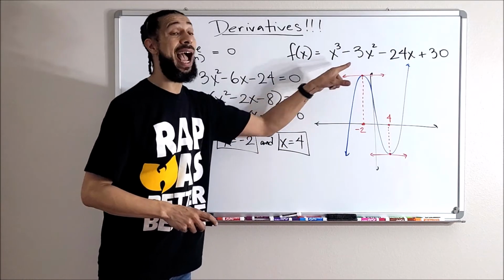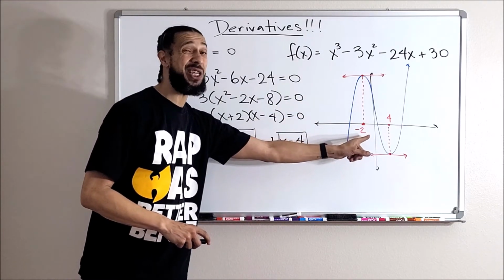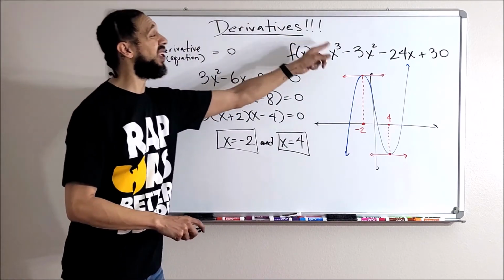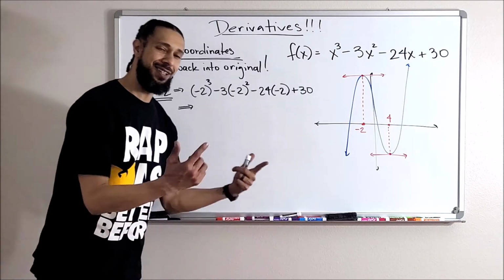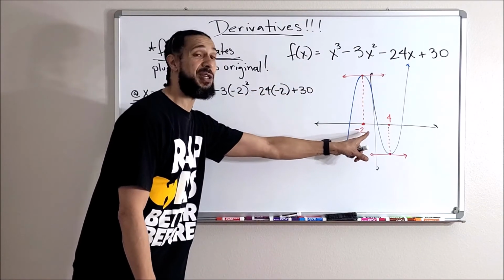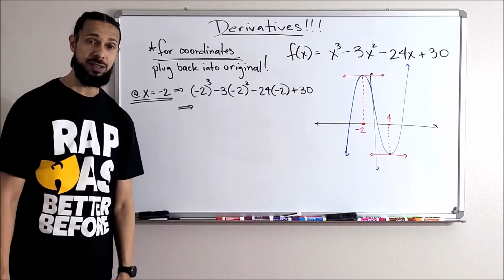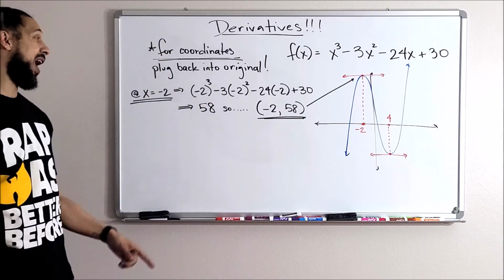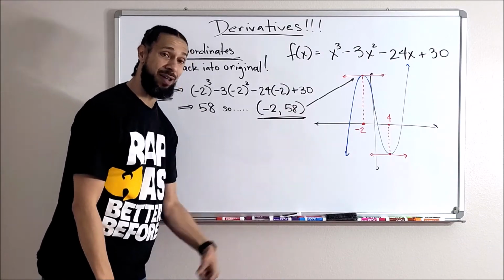What if I need to know the actual coordinates of that maximum? I take that x value and I plug it into the original equation. So if I want to know the coordinates of this point, I take the x value I know of -2 and plug it into the original. It comes out like this: 58. When I plug in -2, I get out 58. Those are my coordinates to the point.